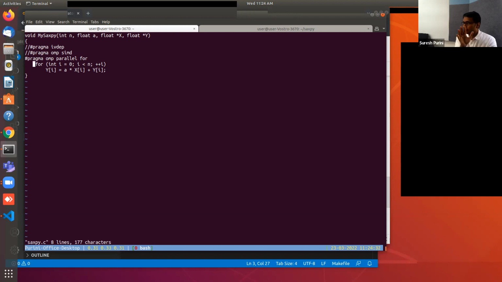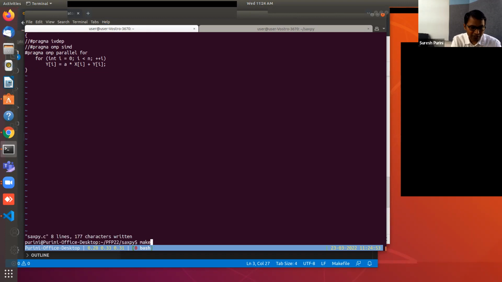So what this pragma specification tells the ICC compiler, or any compiler for that matter, is to parallelize the following loop so that all the cores are used. But we are not getting that. It is saying the pragma is not recognized.